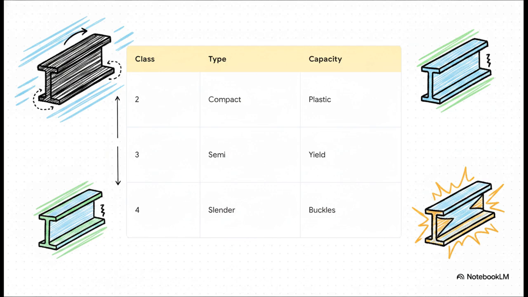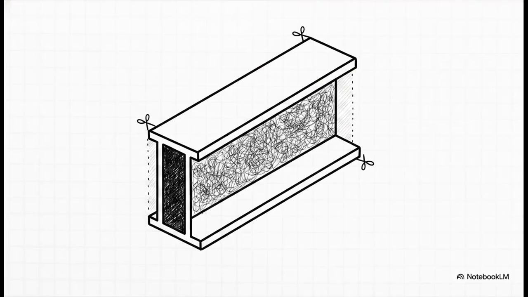And finally, we have Class 4, the slender section. These elements are so thin relative to their width that they will buckle locally even before the steel reaches its yield stress. Because Class 4 slender sections buckle so early, the code highlights a very specific design workflow for them.